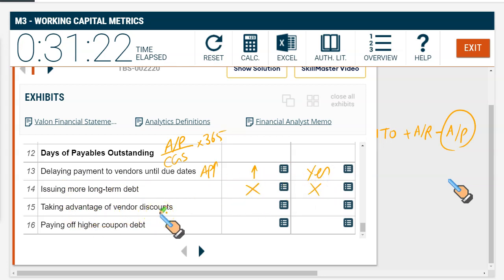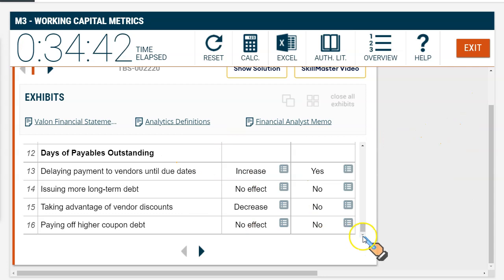Taking advantage of vendors' discounts. When you take advantage of vendors' discounts, it means you are paying more frequently, so your AP will fall. That means the ratio here would fall, and this will cause the AP to be a smaller number in days, and this will not shorten the cash conversion cycle, rather it will become longer. So you're going to write here no. Paying off higher coupon debt. Higher coupon debt means you have issued bonds that carry a higher coupon. Just paying it off has no impact on accounts payable. Okay, now let's enter our responses and close the deal. So we have entered our responses, and now we can move on to the next simulation.